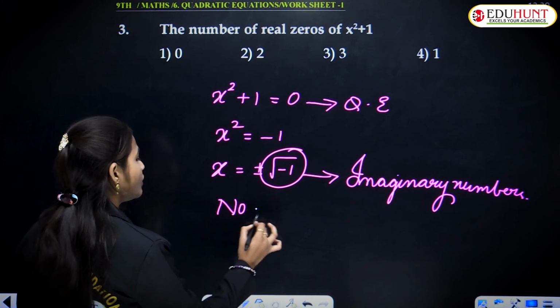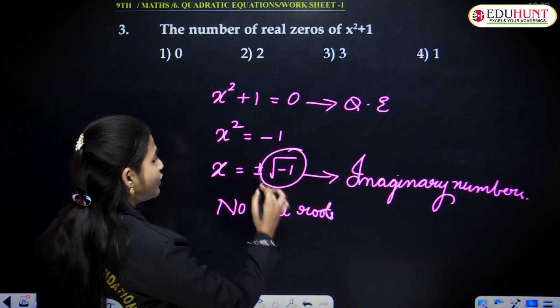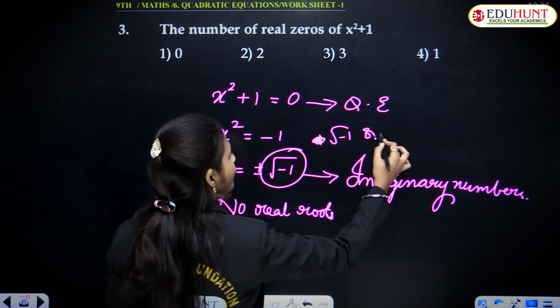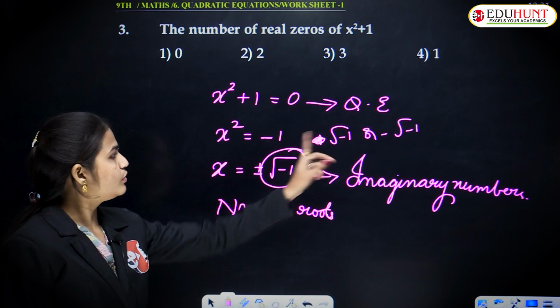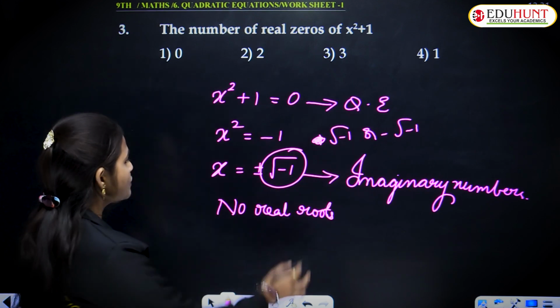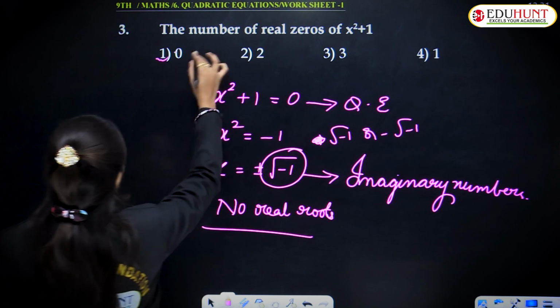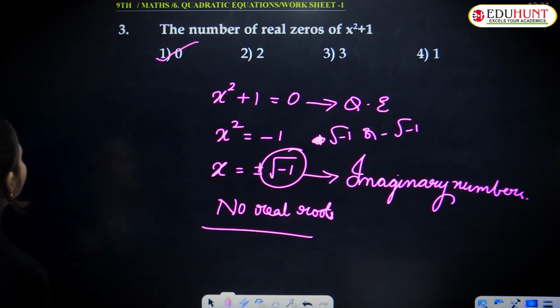So no real roots. Here the roots are square root of minus 1 and minus square root of minus 1. There are 2 roots, and those two are also imaginary roots only. Understand? So that's why no real roots. The answer is 0. Am I clear to you? So let us check the next question.